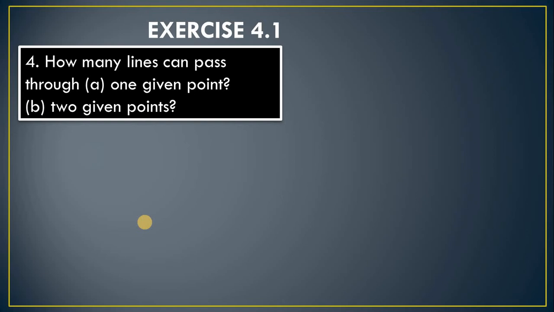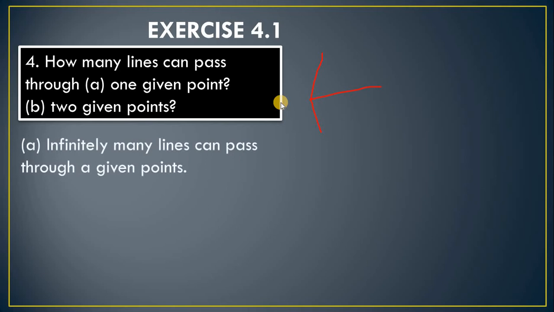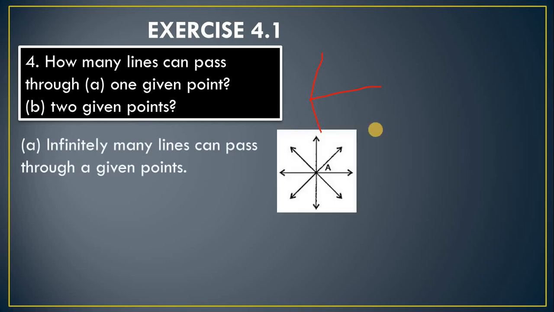How many lines can pass through one given point? Suppose one point is there, how many lines can be passed? So this is the point, and through this point you can pass many lines like that. There is no restriction for that. So the answer is many lines. In this point you can pass many lines. This is the point and these are the lines.